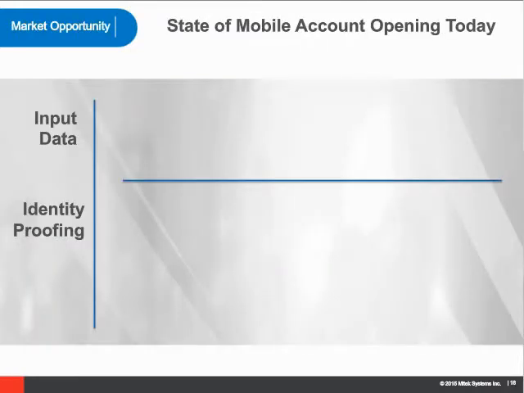When I think about the state of mobile account opening today and how our products are positioned to add value in the ecosystem, we really look at this in terms of two high-level areas. The first is what David has covered, and I won't spend a lot of time on it: the process by which the customer inputs their data into the application. And the second is how the financial institution takes that data and verifies that the person is real and that they are who they say they are. In other words, how the identity proofing is done.